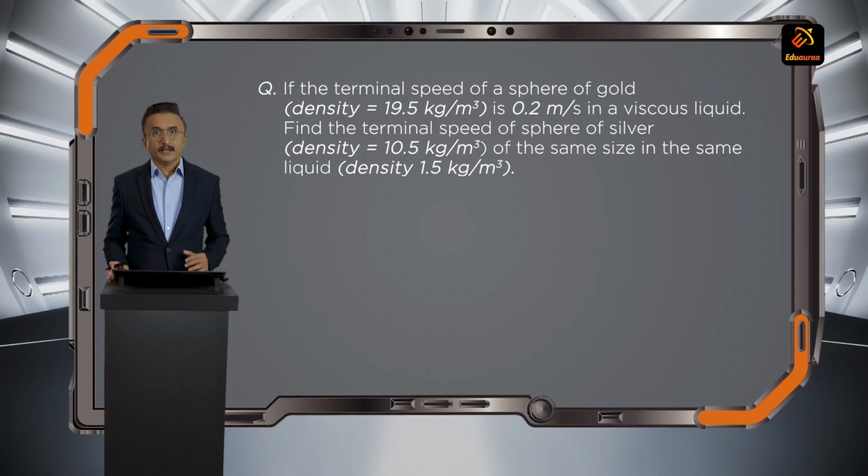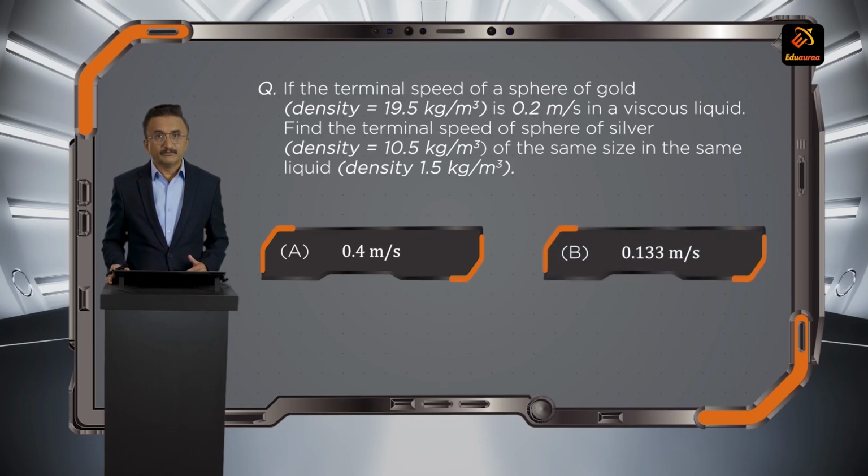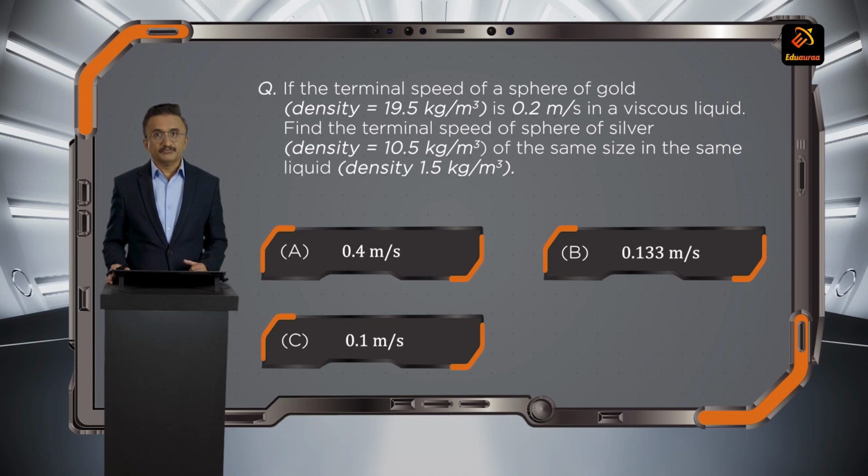Now the next question. If the terminal speed of a sphere of gold, density 19.5 kilogram per cubic meter, is 0.2 meter per second in a viscous liquid, find the terminal speed of the sphere of silver of density 10.5 kilogram per cubic meter of the same size in the same liquid, and the density of the liquid is 1.5 kilogram per cubic meter, and the options are option A 0.4 meter per second, option B 0.133 meter per second, option C 0.1 meter per second, and option D 0.2 meter per second.